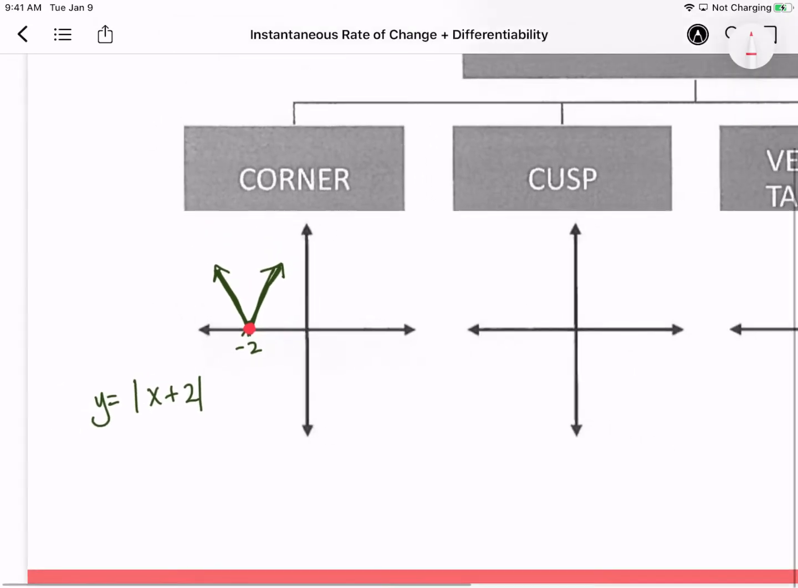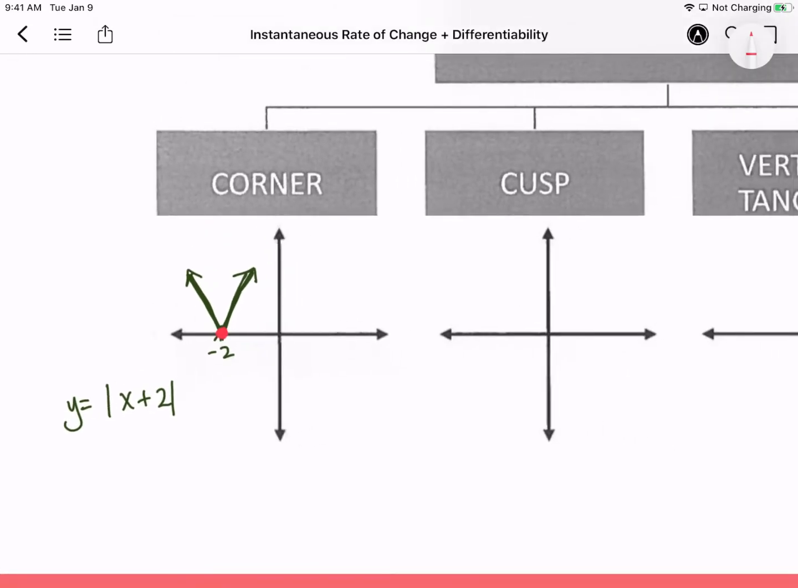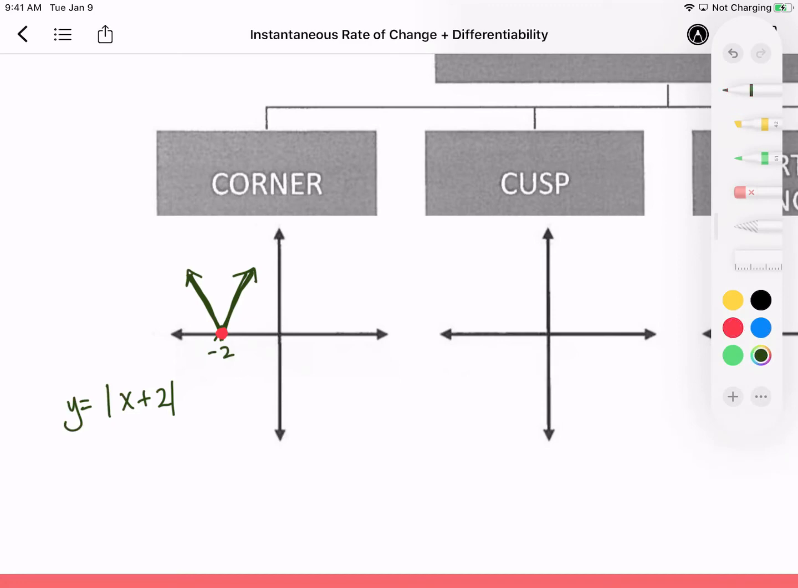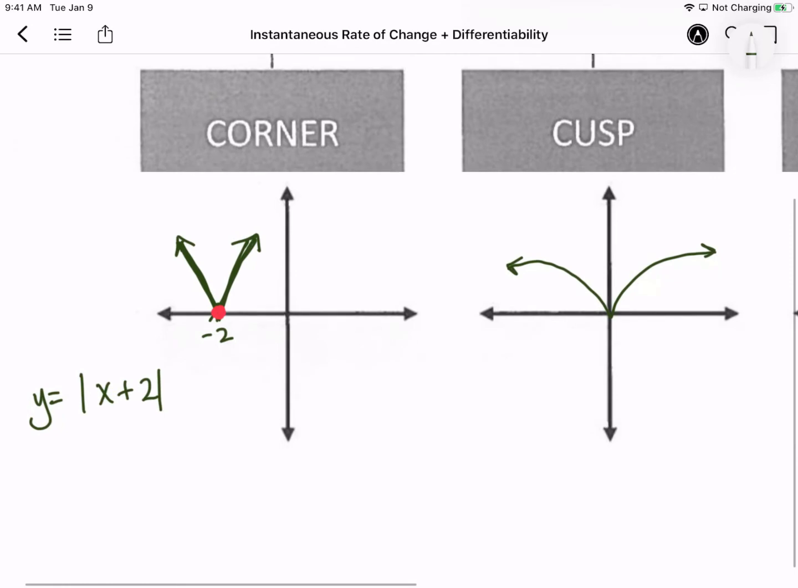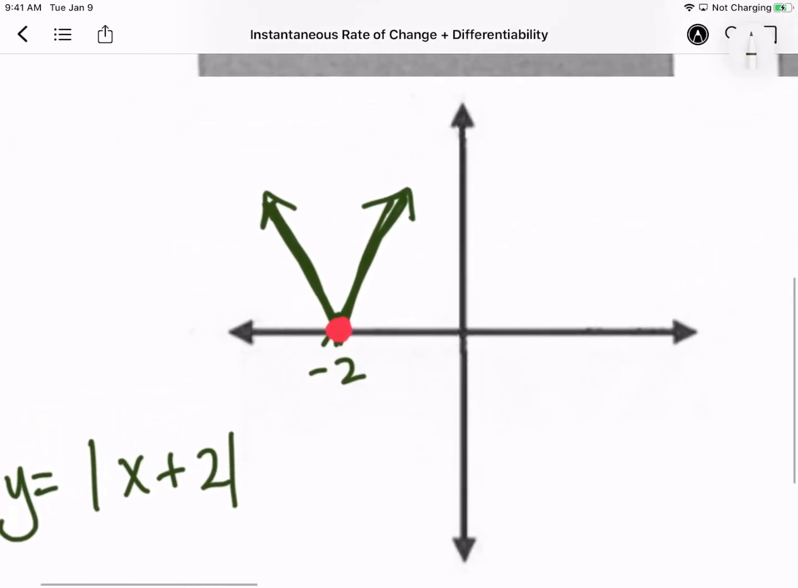So a corner is just like a sharp edge. Classic example is an absolute value. You could also get sharp edges from piecewise functions. A cusp looks like this, kind of like a corner, except not straight lines.